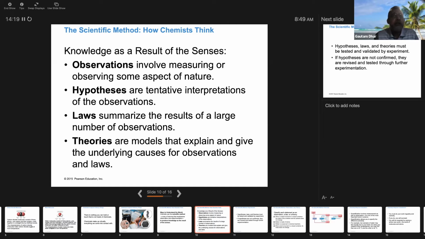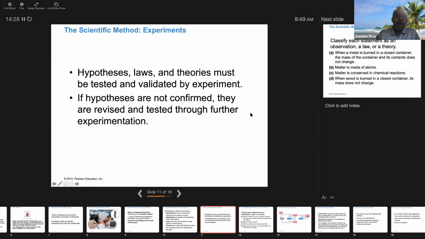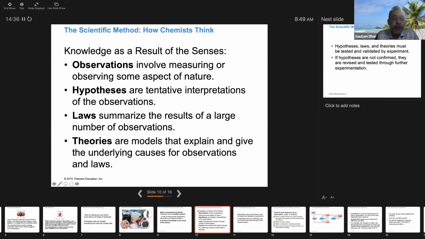So hypotheses are tentative interpretations of these observations that you are making. That means you observe, that's your own experiment, and you are trying to make some sense out of it. You're trying to predict something, and that's your hypothesis. It is a tentative interpretation of your observation. When many people observe a similar thing and try to summarize that, that's a law. So a law is a summary of a large number of observations, usually thousands and thousands, done by many different people in many different parts of the world.